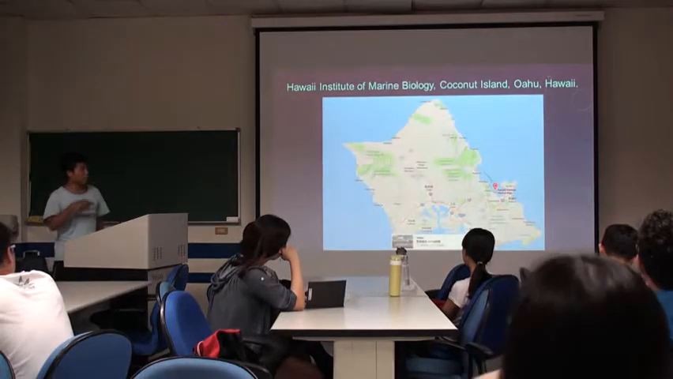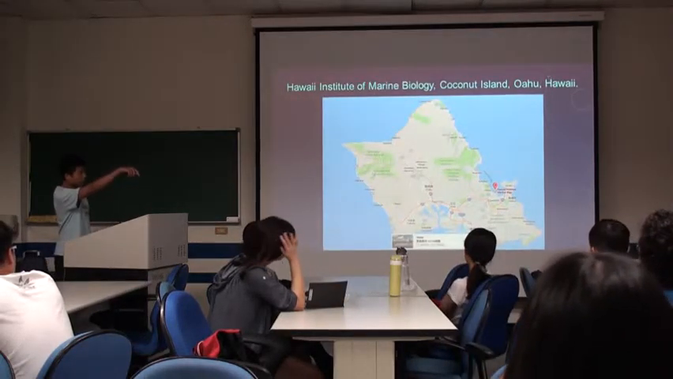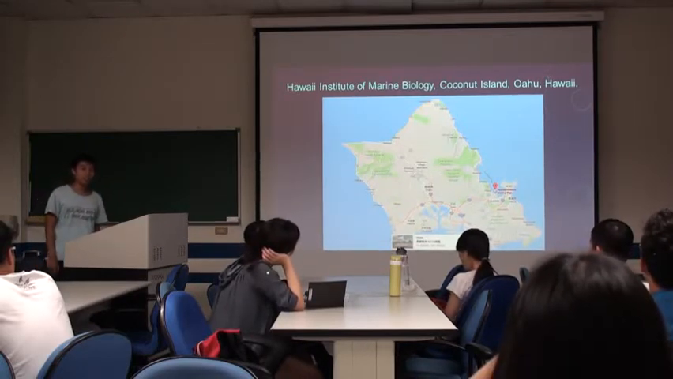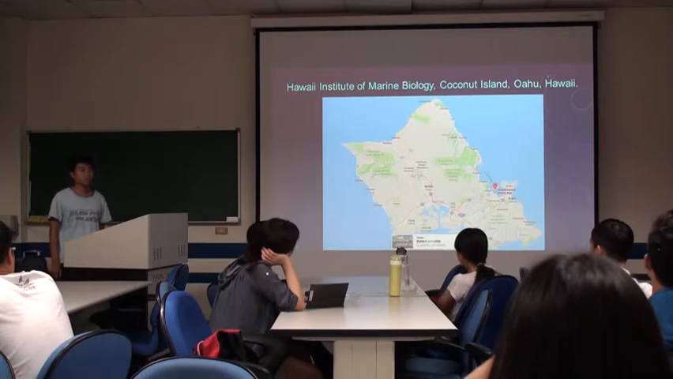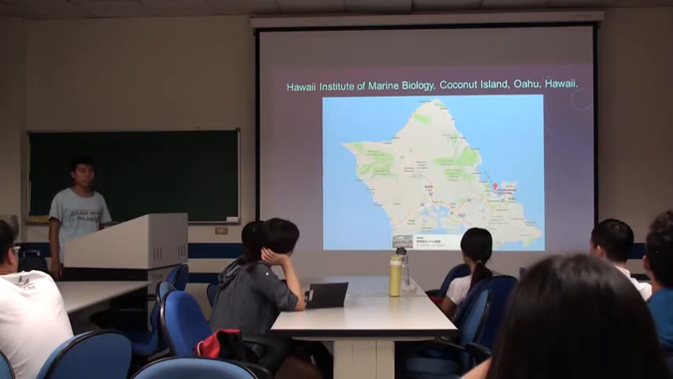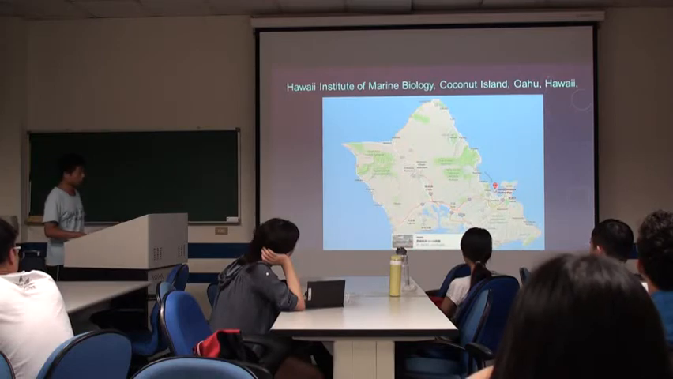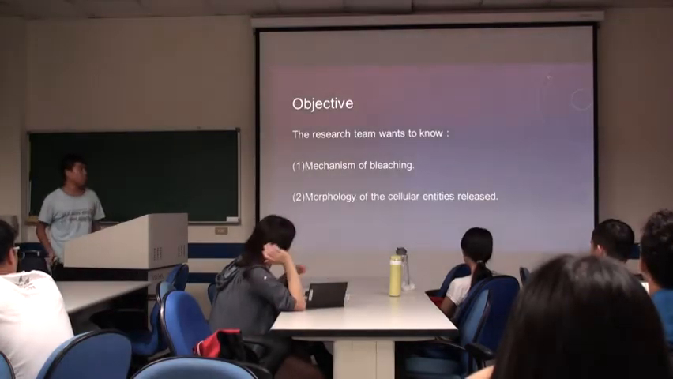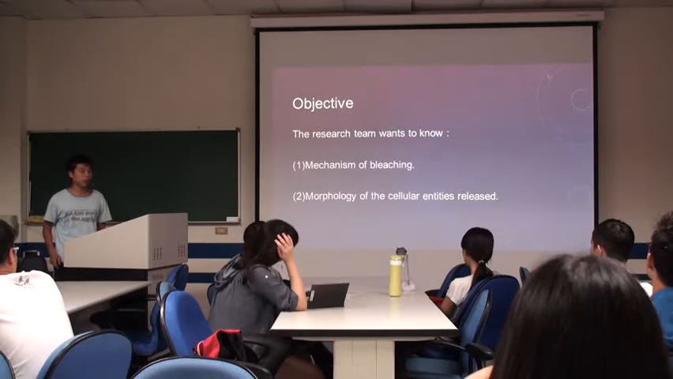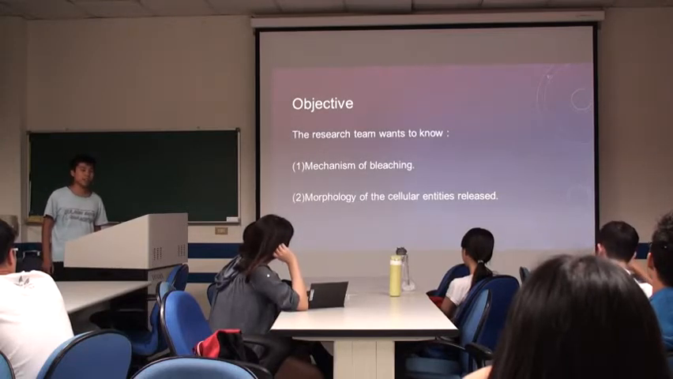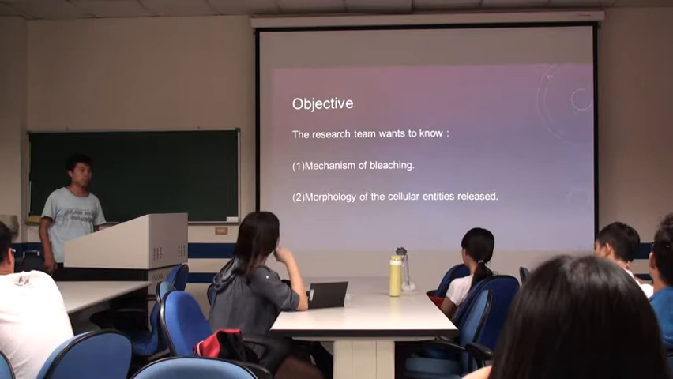This is the Hawaii Institute of Marine Biology. All the experiments were processed here, and the animal collection location is near here. Our objective: the research team wants to know the mechanism of bleaching and the morphology of cellular entity release. Both of them can be investigated experimentally.